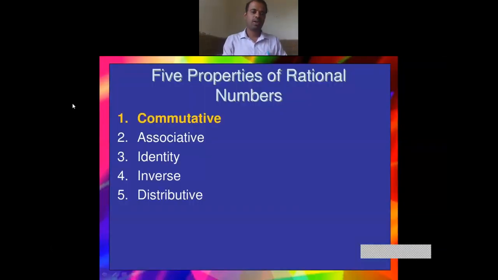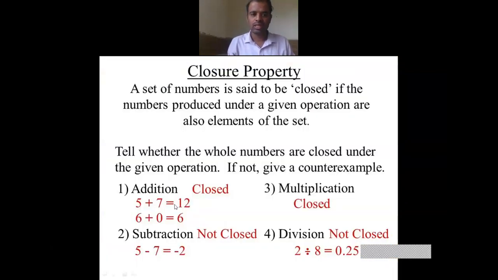Next, five properties of rational numbers: commutative property, associative property, identity property, inverse property, and distributive property. Out of the five, only three we are going to learn in this chapter. First of all, we'll come to number three, closure property. What is meant by closure property?